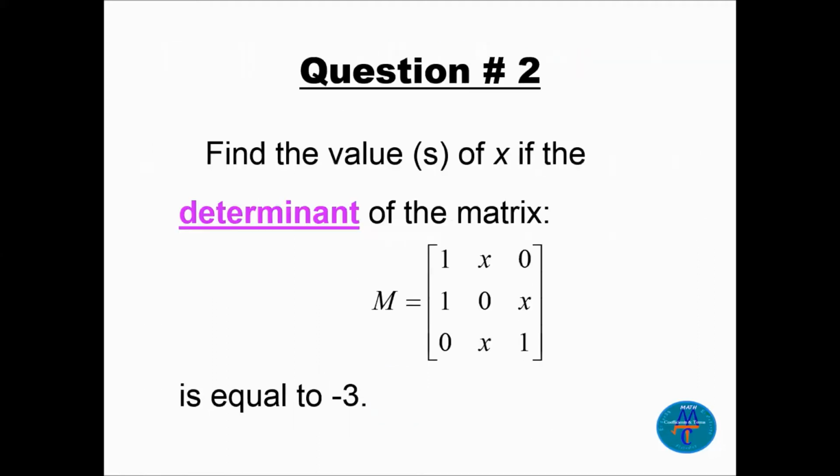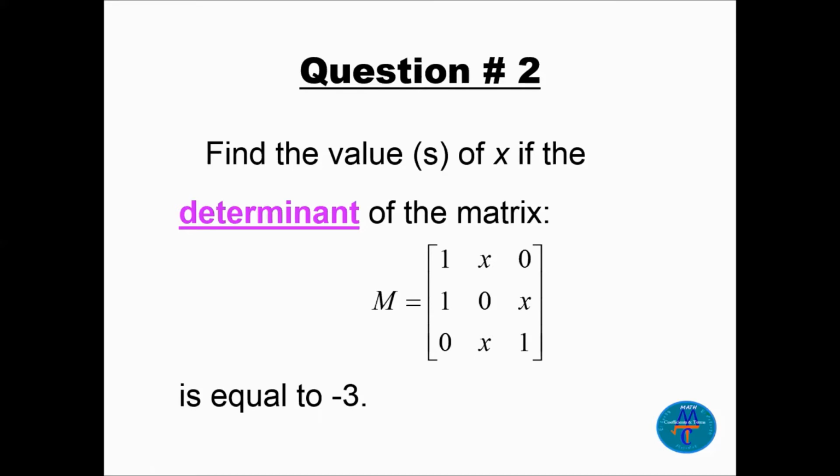Let's see question number 2. Find the values of x. We have many x's there in this matrix, if the determinant of the matrix M is equal to minus 3. This is a matrix M 3 by 3 and the determinant is given, minus 3. We have to find the value or values, it depends, of the x. So how do we start? We find the determinant first, equals minus 3. So we establish an equation where we can find x.